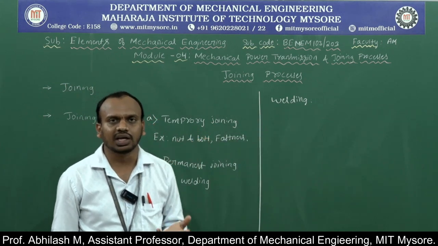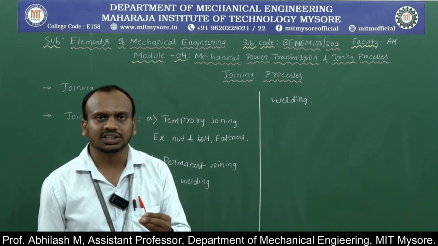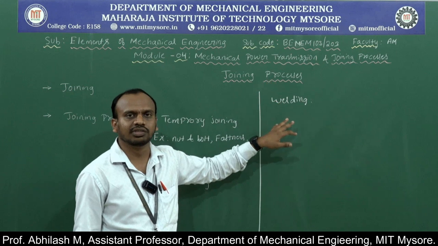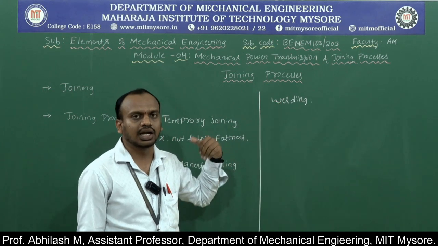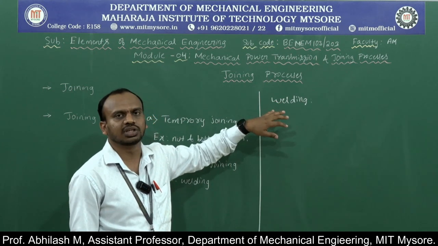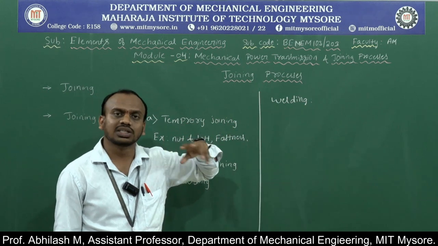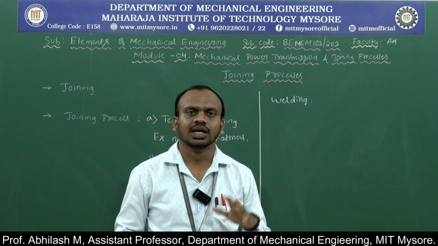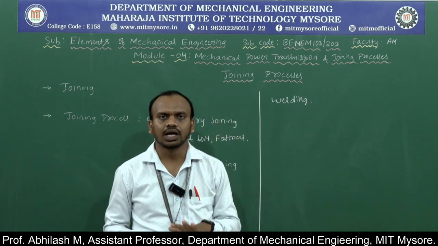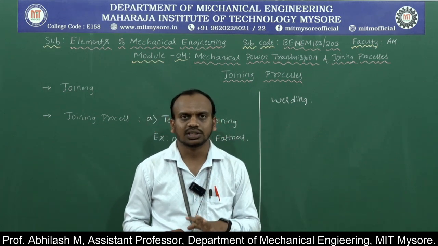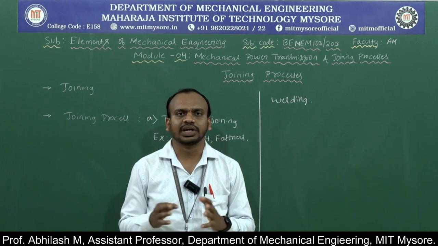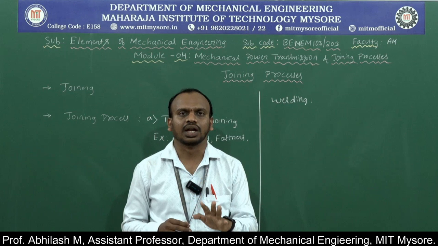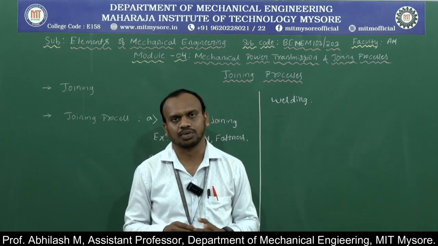So what is this welding all about? As I mentioned, it's a permanent joining process. So under joining process, we are going to learn only with respect to the permanent joint. Under that, we are first going to learn the concept of welding. So what is welding? A basic definition of welding is that welding is a joining process where two components are joined with the help of heat in order to obtain a homogeneous component.